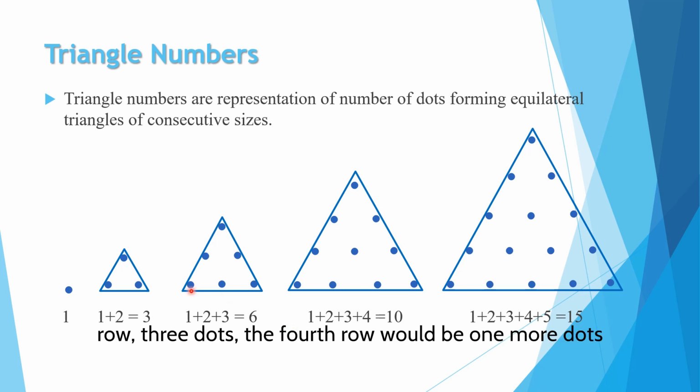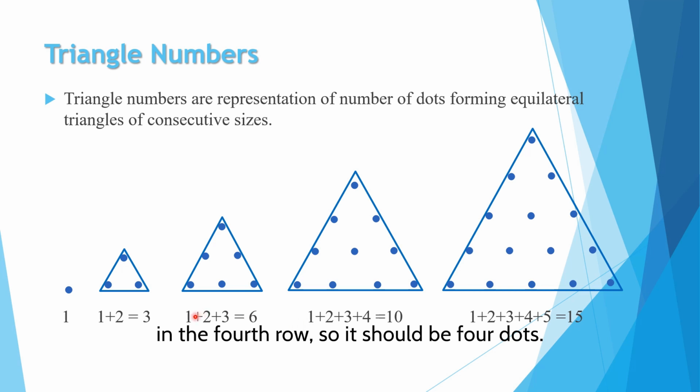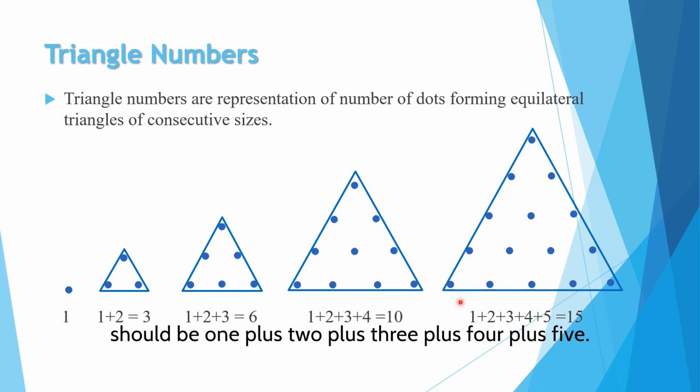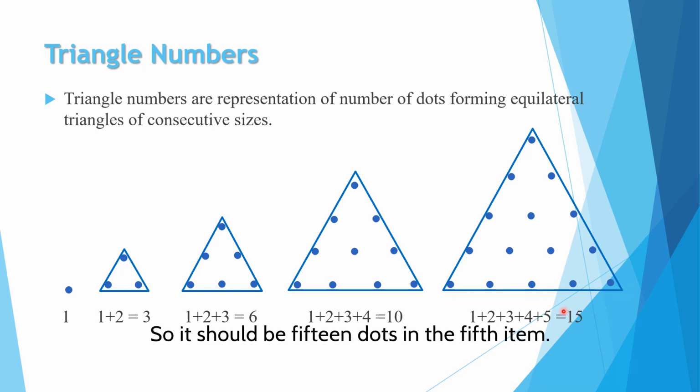After the third row, 3 dots, the fourth row would have one more dot, so it should be 4 dots. So it's 1 plus 2 plus 3 plus 4 in accumulation. It should be 10. So finally, if we look at this example, the fifth item should be 1 plus 2 plus 3 plus 4 plus 5. So it should be 15 dots in the fifth item.